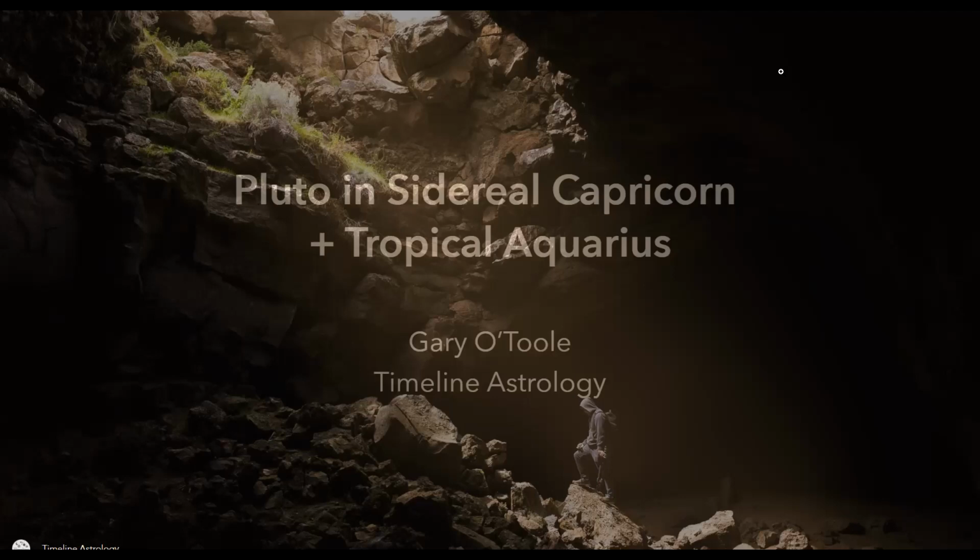And so we can use this to see bigger themes over longer periods of time. I'm going to highlight some themes of Pluto in Sidereal Capricorn presently, and its transit now into Tropical Aquarius in the coming few years. And also show how these two are entwined on a deeper level, because this is something else I can point out. So let's go ahead.